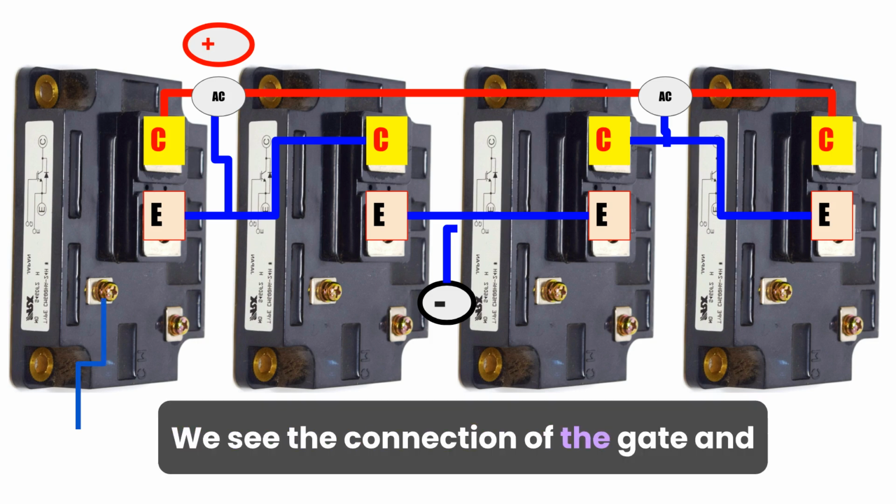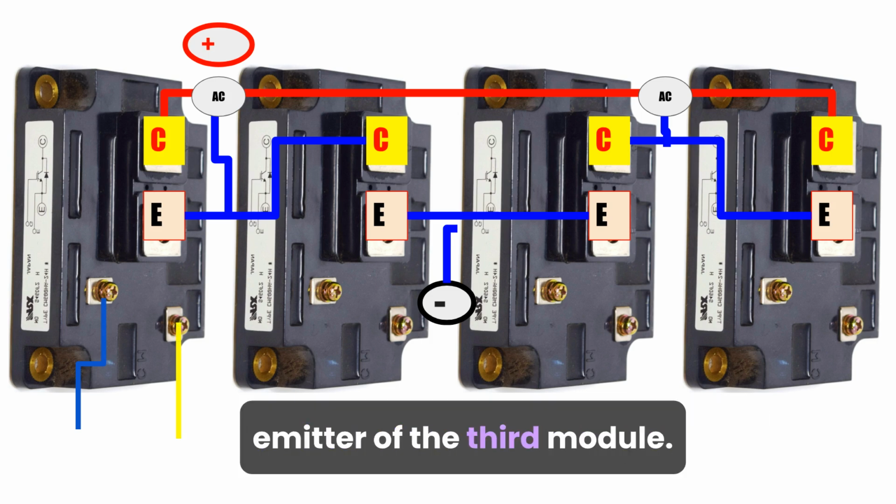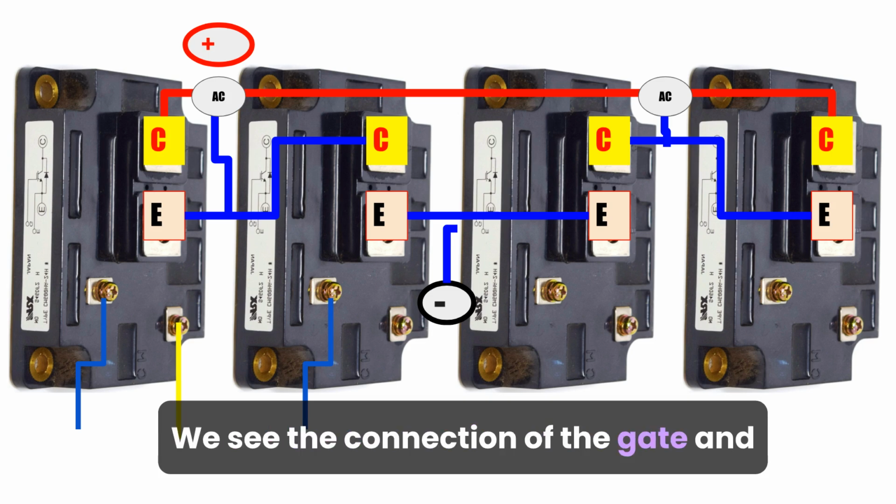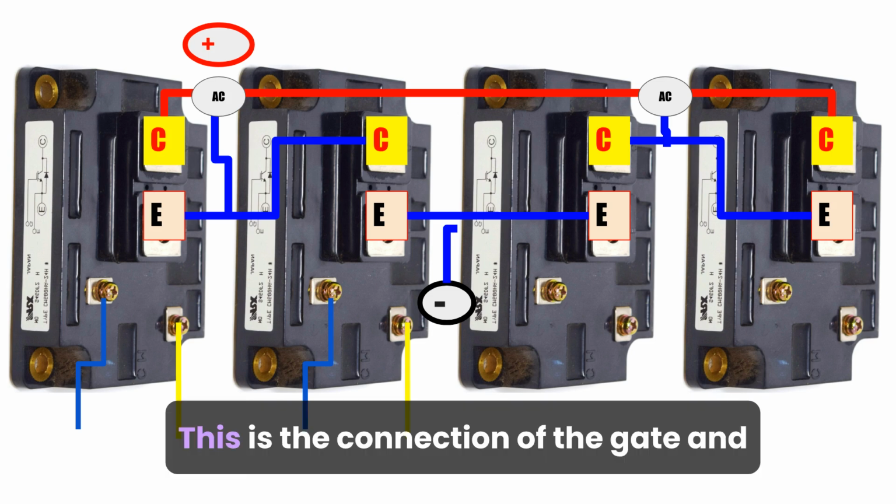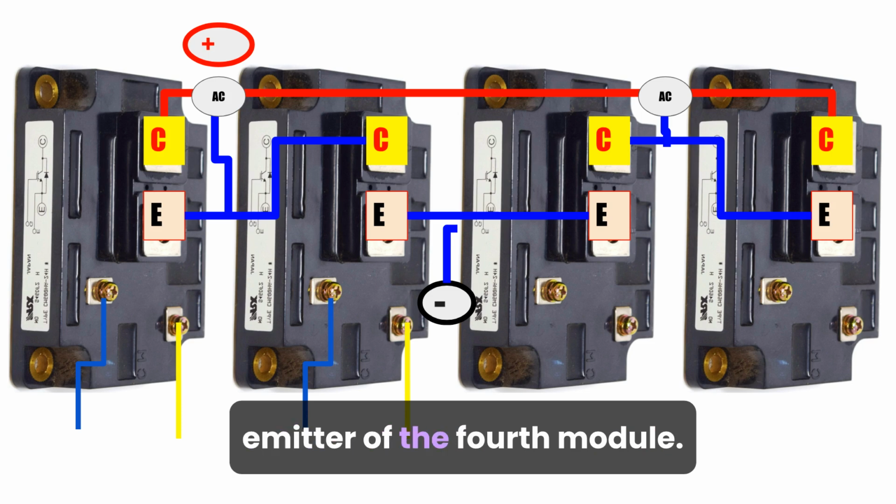We see the connection of the gate and emitter of the second module. We see the connection of the gate and emitter of the third module. We see the connection of the gate and emitter of the fourth module. This is the connection of the gate and emitter of the fourth module.